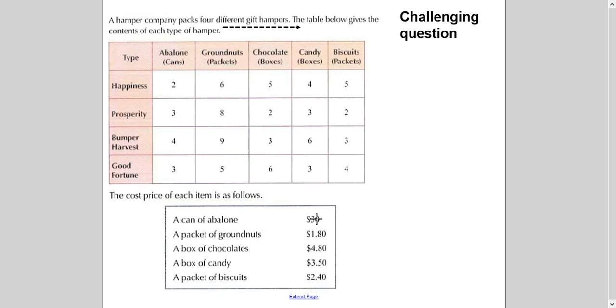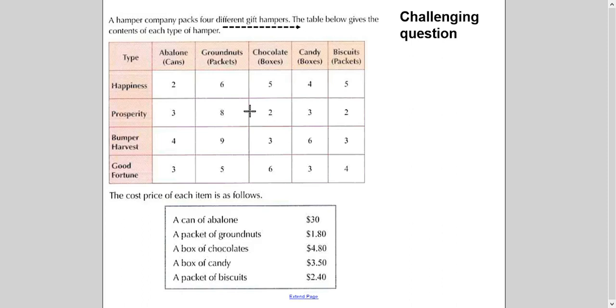Now, this is the price list of each of these. For example, a can of abalone, $30. A packet of groundnut, 1.80. A box of chocolate, 4.80. Similarly, they have given you the prices of each type of chocolate or biscuit or groundnut you are packing into different gift hampers. So this is the information.